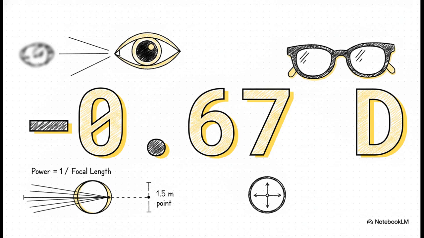So, how does an eye doctor actually calculate this in the real world? Imagine a myopic patient who can't see anything clearly past 1.5 meters. The doctor needs to bring objects from infinity all the way back to that 1.5 meter point. Using the standard lens formula, they calculate a required focal length of negative 1.5 meters. And since power is 1 divided by focal length in meters, this results in a prescription of negative 0.67 diopters. That negative sign tells us immediately that we're dealing with a diverging, concave lens.